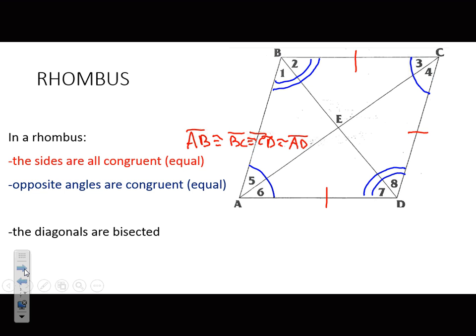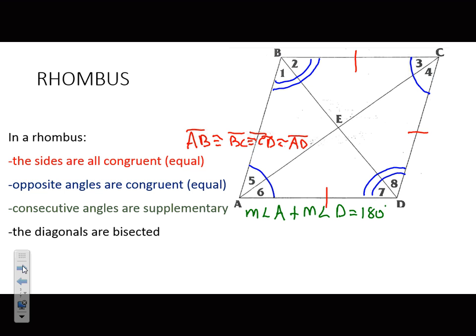Okay, and make sure you're writing all of this down, very important. Consecutive angles are supplementary. Now we've already discussed this a few times. That means angles that are next to each other add up to 180. So one example I'm going to write down is measure of angle A plus the measure of angle D equals 180 degrees because they're right next to each other. Other ones would be D plus C, you're going to get 180. C plus B, you're going to get 180. And B plus A, you're going to get 180.